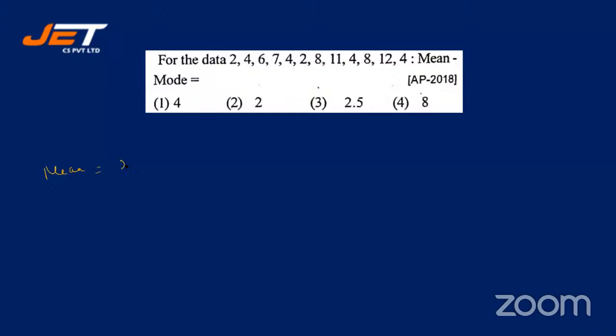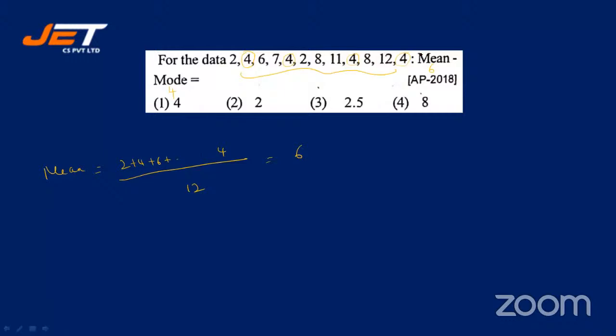Mean is nothing but you add 2 plus 4 plus 6 and so on till 4, divided by the total number of numbers. The total number of numbers comes to 12. All right. So when you add, you get 6. What is the mode? Mode is the repeated number. So here 4 is repeated once, twice, thrice, 4 times. So the mode should be 4. All right. So the mode is 4, mean is 6.